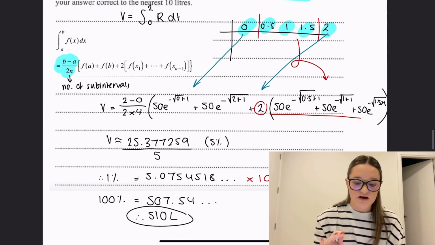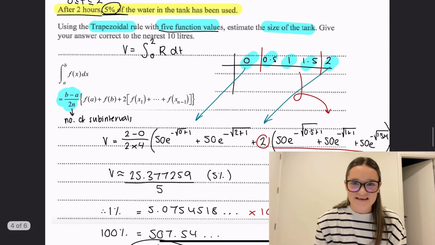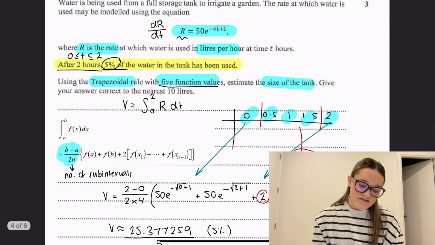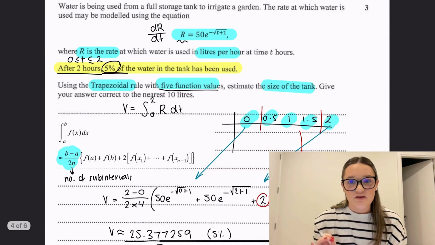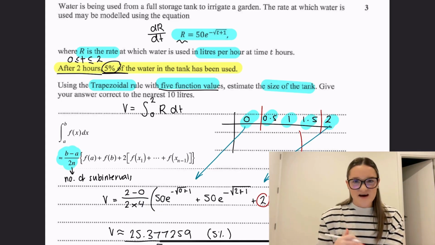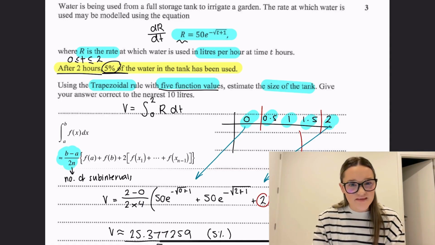Hopefully that helps you to understand the trapezoidal rule a little bit better. The main thing to remember here is that sub-intervals and function values are a little bit different, and we always have one less sub-interval than the actual number of function values that we have. Hopefully that helped.